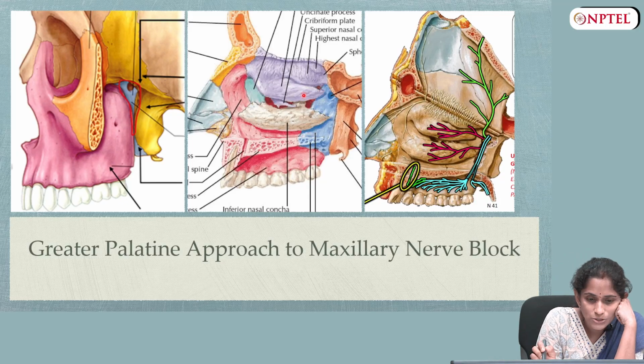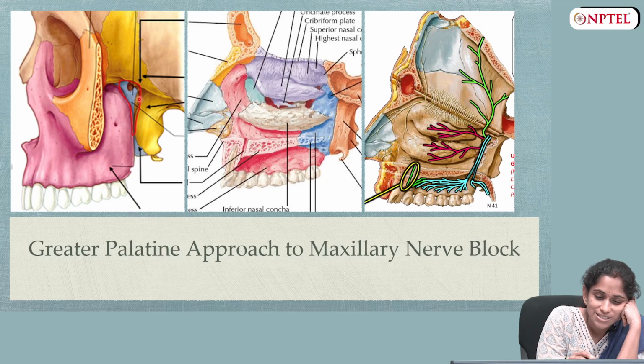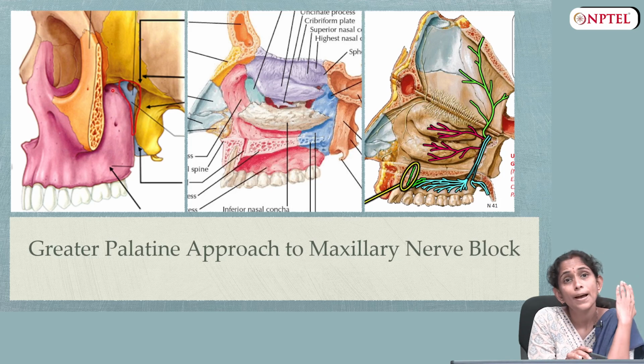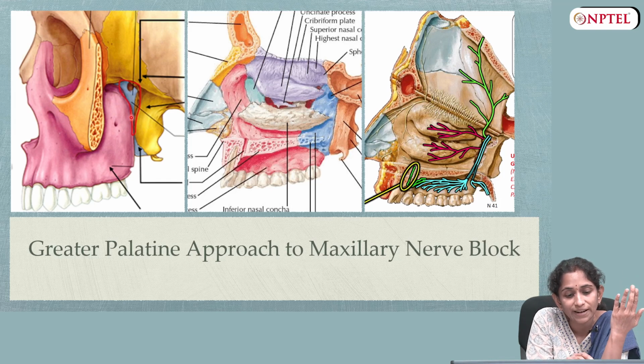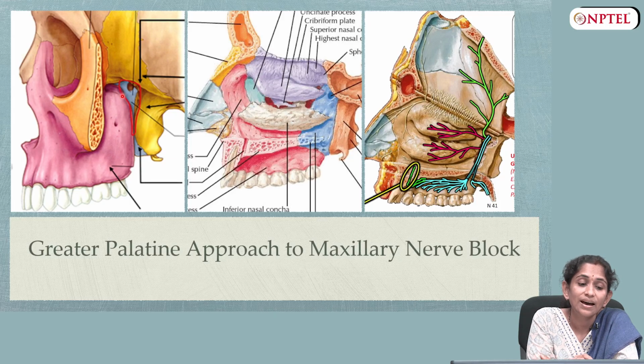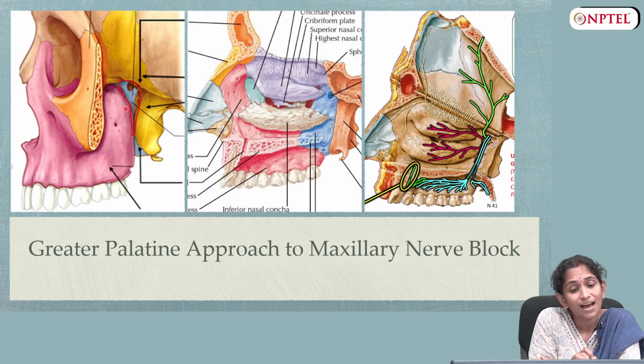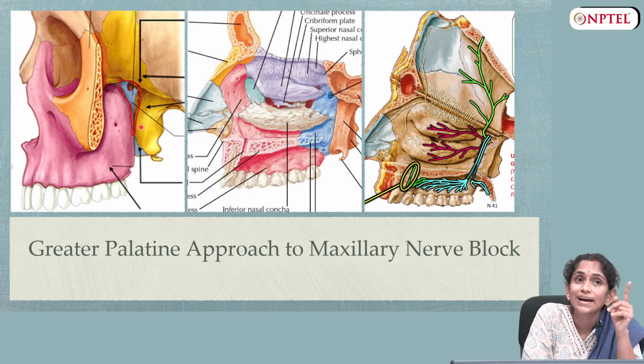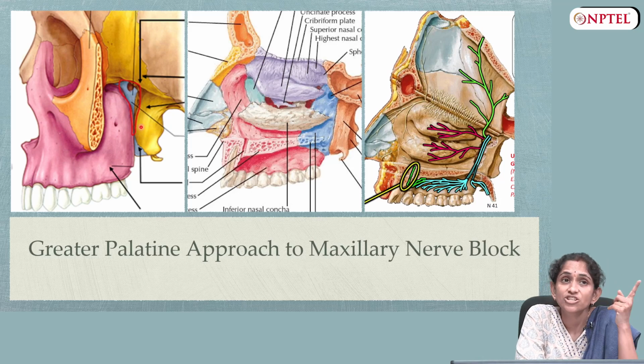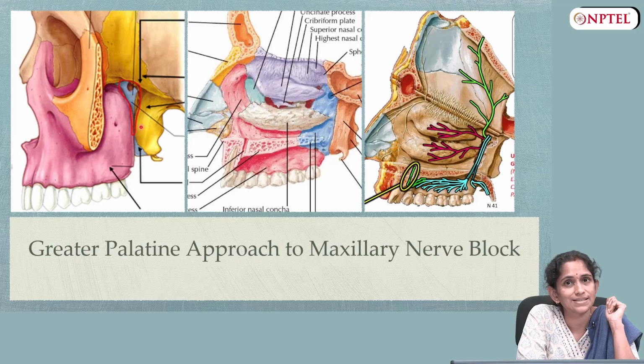Now, let us correlate from the lateral side. This is the pterygopalatine fossa. That blue bone you are seeing is the perpendicular plate of palatine bone. At the junction of these two, at the medial extremity of the pterygopalatine fossa, is nothing but our descending palatine canal. So, if we can get our needle into the descending palatine canal and then reach the pterygopalatine fossa, we can again deposit a local anesthetic agent to anesthetize the maxillary nerve.